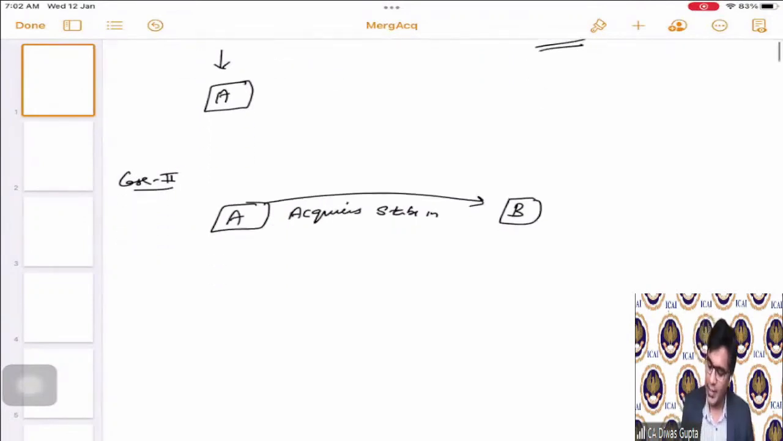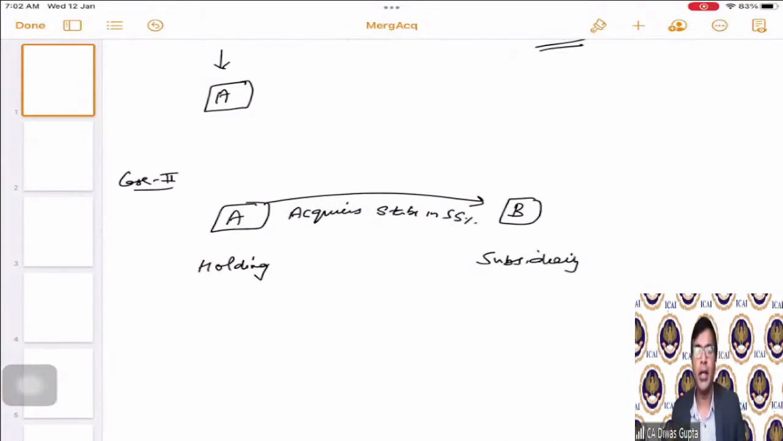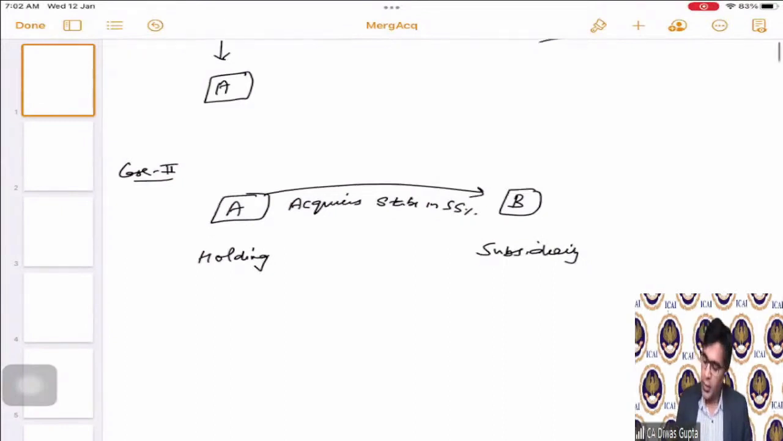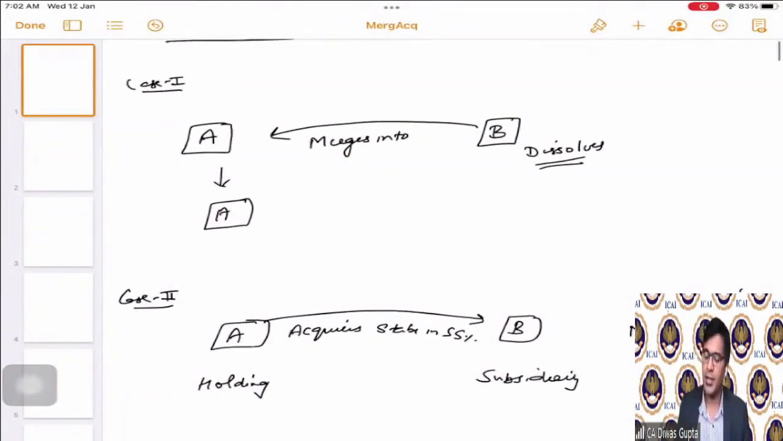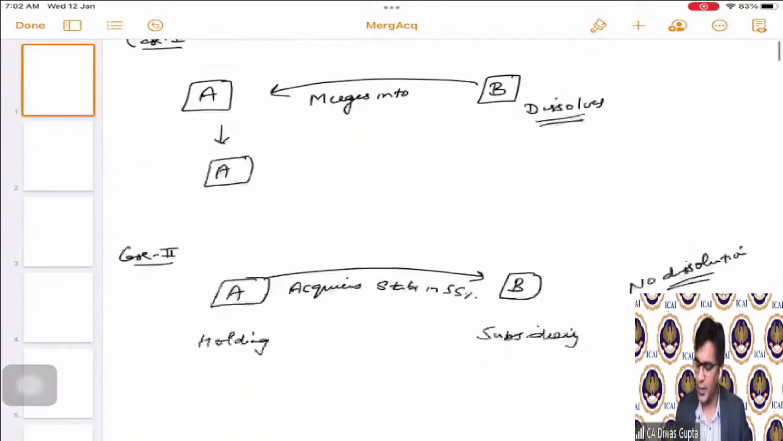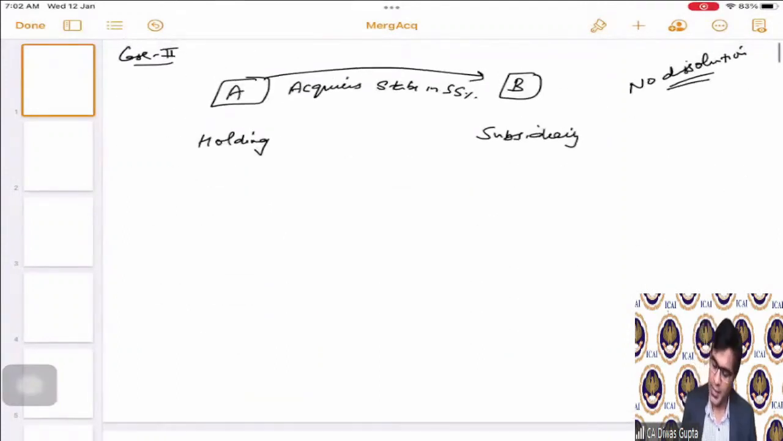So what we call this relationship is, let's say, this is a holding and this is a subsidiary company. Let's say I'm saying 55%, for example, correct? And in this, there is no dissolution. This is commonly referred to as acquisition, right? This is how the companies are acquired. Case one is typically called a merger, correct? Now, coming to case number three.